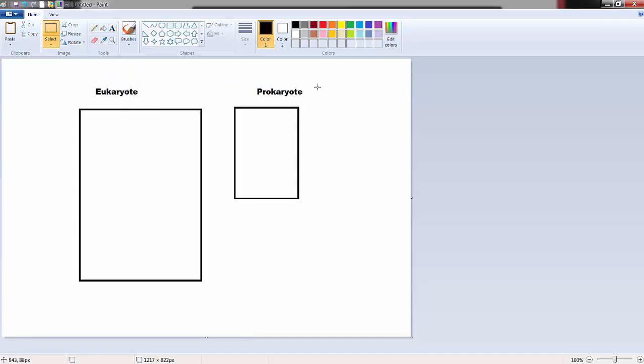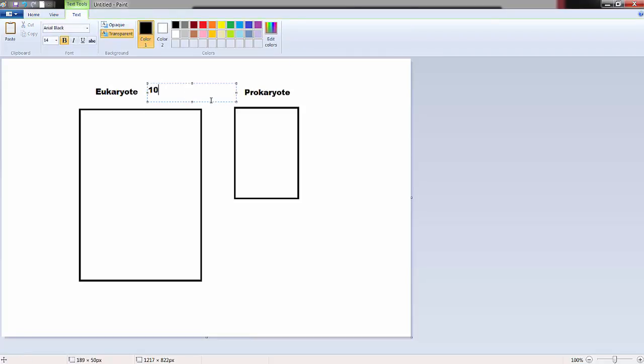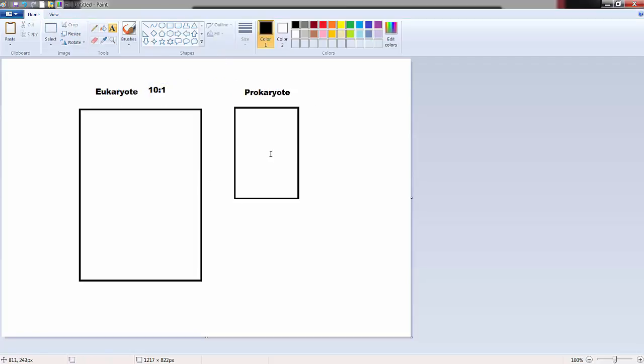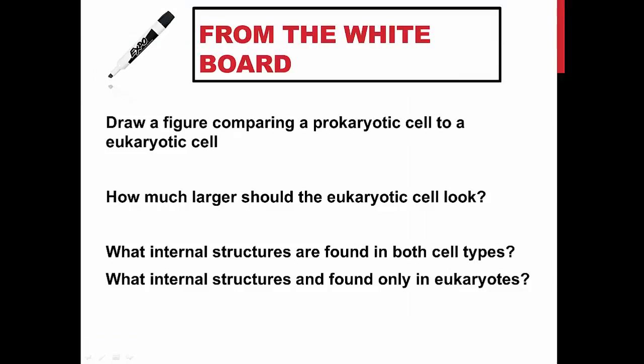And for later purposes, recognize that the ratio should be approximately 10 to 1 in terms of size. So the eukaryote is on average 10 times larger than the prokaryote, even though that drawing there isn't really a 10 to 1 ratio. Okay, so there's our first part. How much larger should it look?